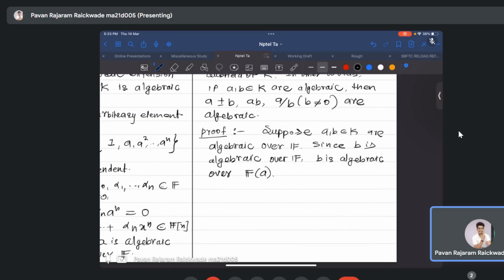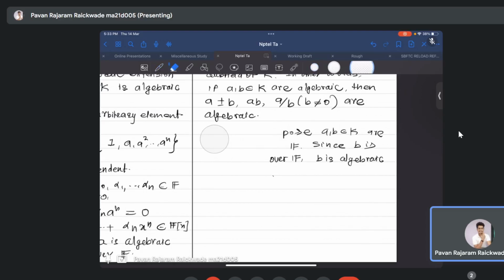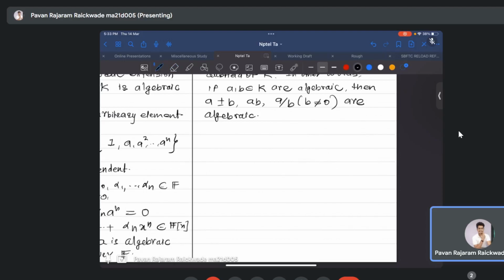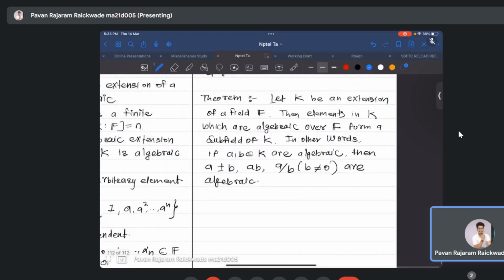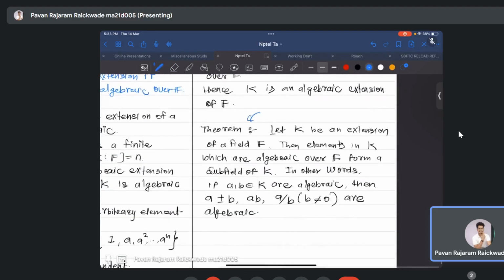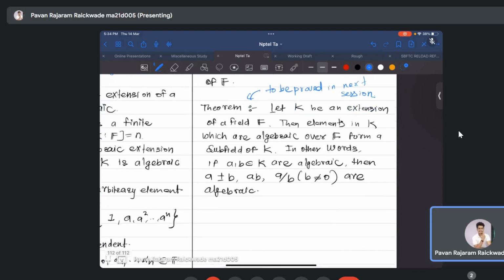Maybe I'll cover this proof in the next session because it is involved. It needs some different lemmas, so you cannot prove it directly. So this theorem I will prove in the next session, but it is an important theorem: if you collect all algebraic elements, they will form a field.